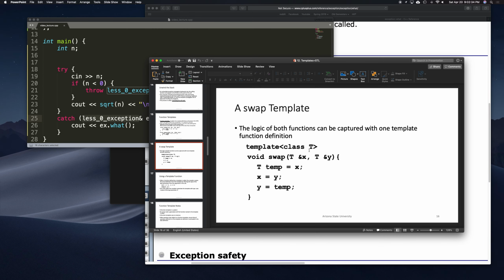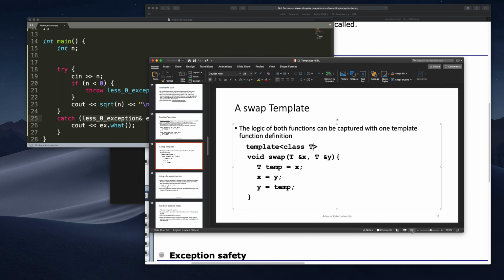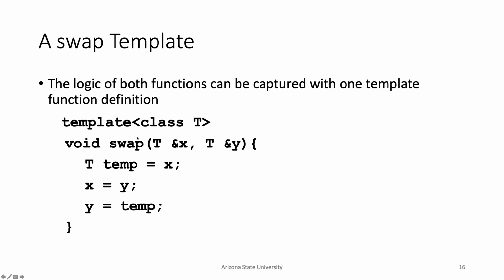So in fact, I can just say general type like this, and as long as I keep that type consistent across the implementation of this function, I can put anything I want there. But the convention is to use T because T corresponds to type. So here, if I wanted to call swap with integers, then I can just call it with integers. If I wanted to call it with doubles, I can call it with doubles. I only have to write one version of the swap function, and everything else will carry through. I don't have to worry about anything else.